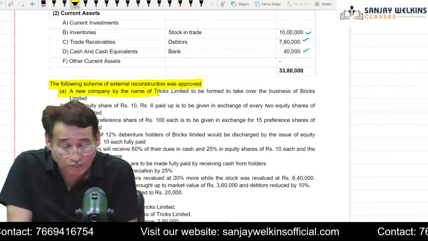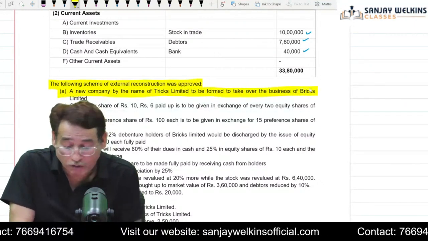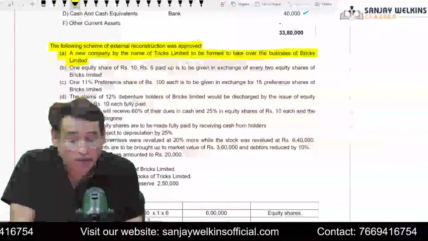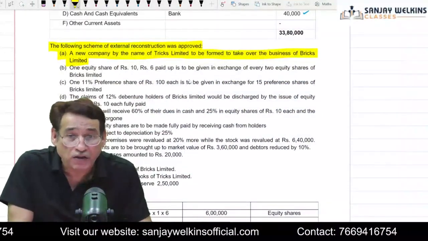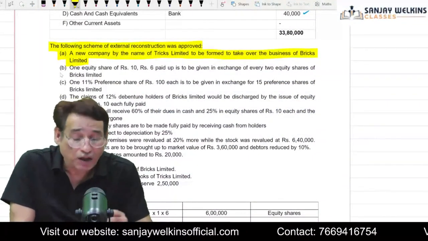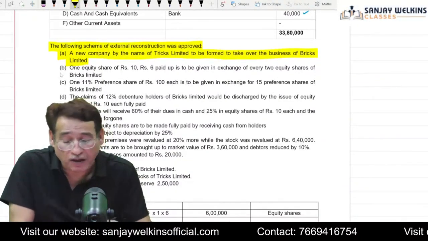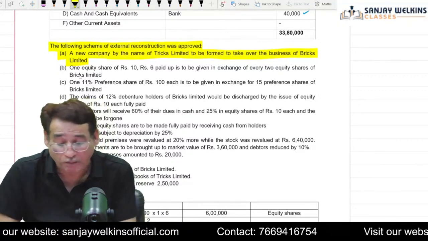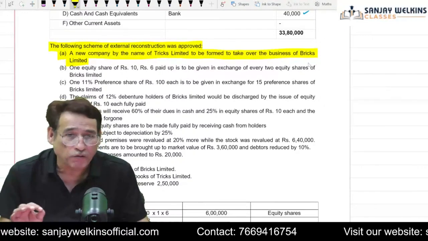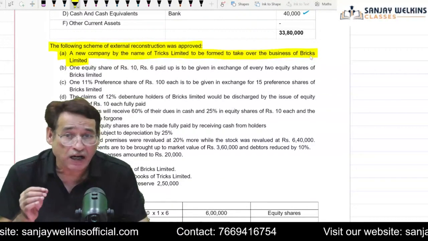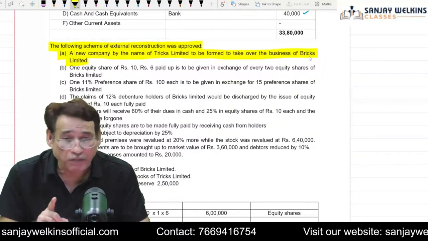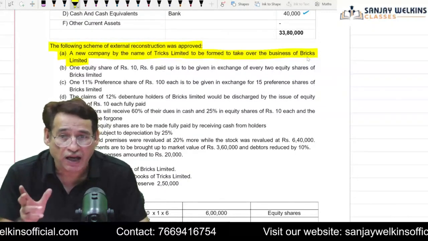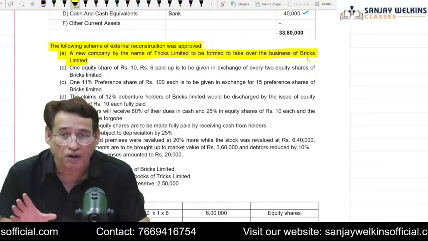Here it is written, a new company by the name of Tricks Limited to be formed to take over the business of Brick Limited. So this time, the new company is formed. That means Brick Limited is getting liquidated and getting itself formed into the new company. Now, from the accounting aspects, we shall presume that Tricks Limited is the purchasing entity, acquirer entity, while Brick Limited will be considered as vendor entity. Is it clear to you or not?